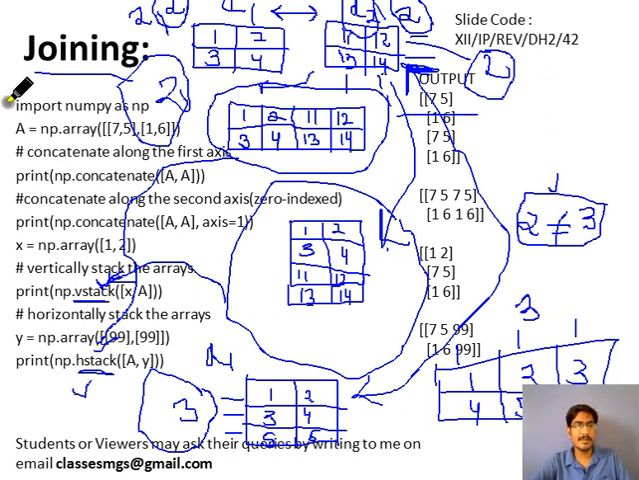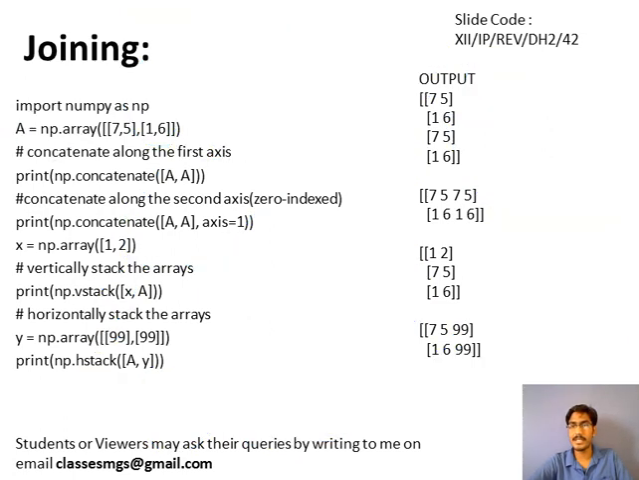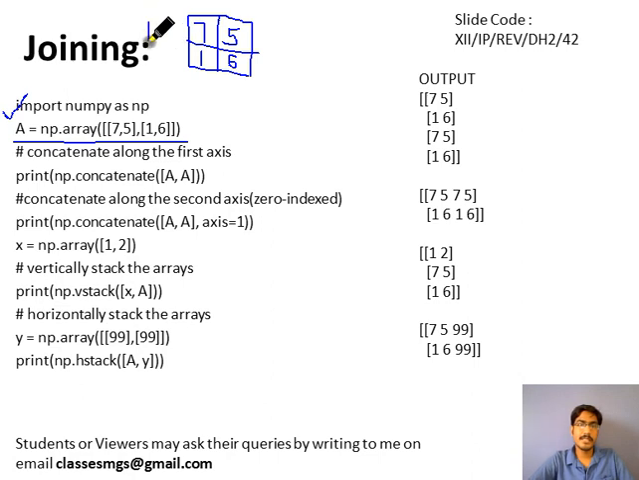Okay, we will see this example that is given in the PPT. Let me rough this area and we will see this example. Now in this example, we need to import numpy. Let's suppose this is the numpy array. Then what is the numpy array? A will look like this: 7, 5, then 1 and then 6. Okay, this is the array A. It has 2 rows and 2 columns.